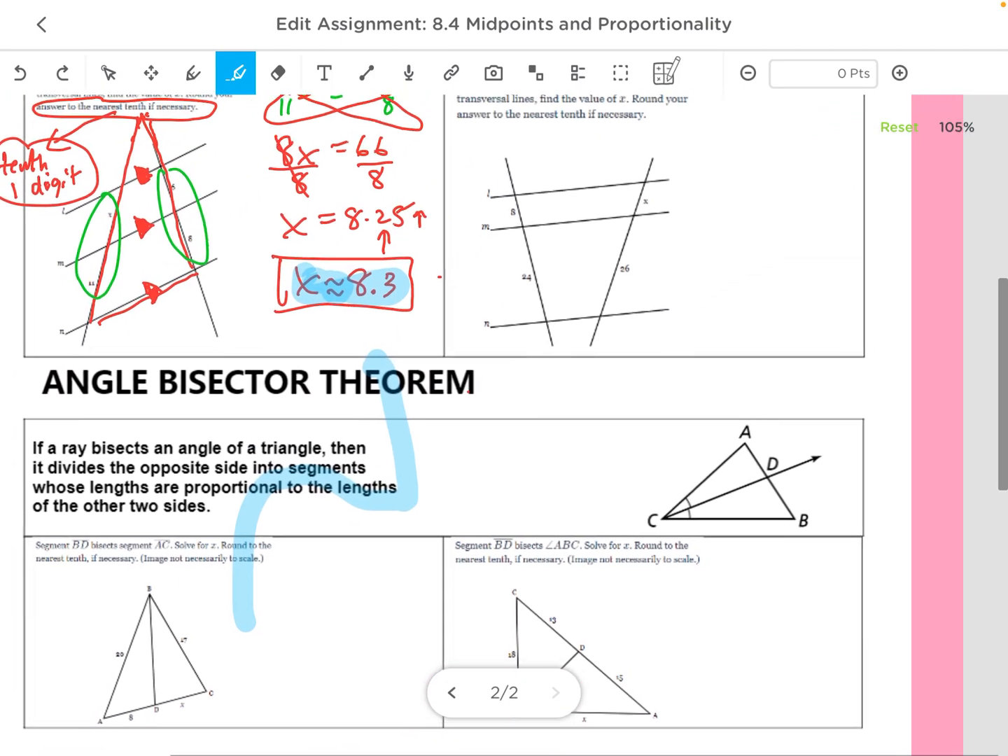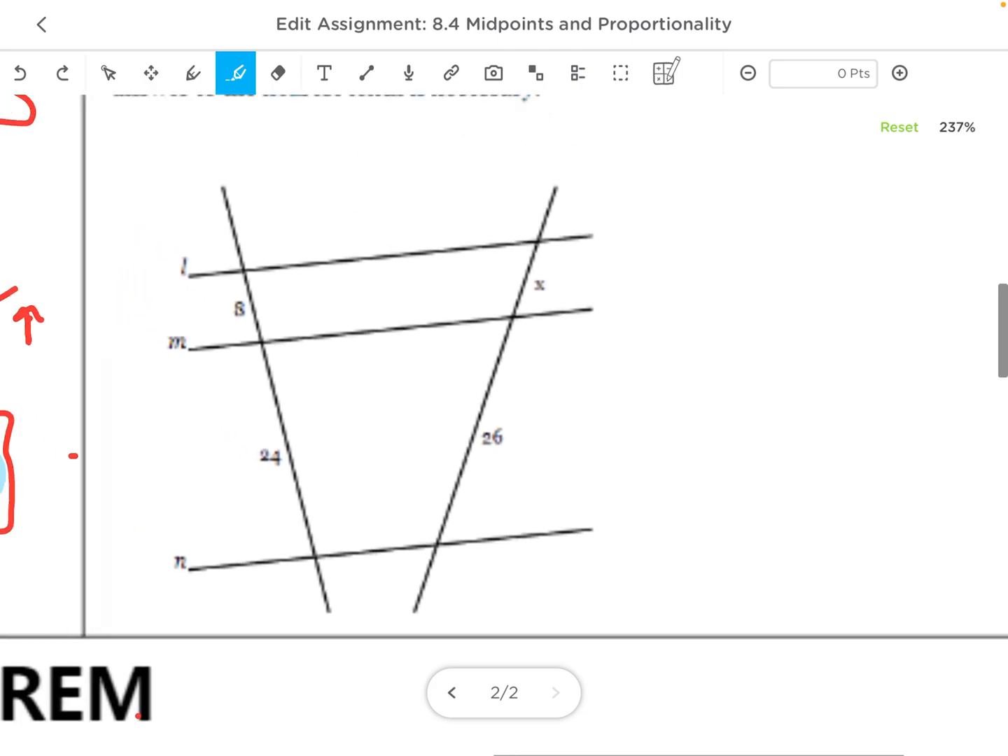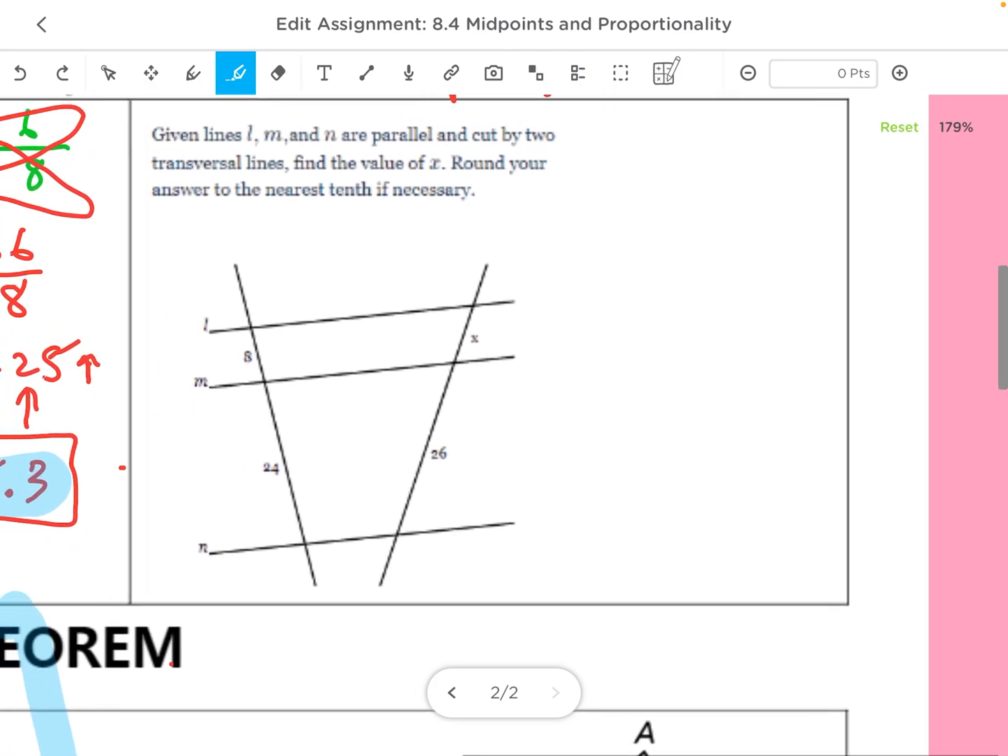Let's go to that next one. Just do the same thing on this next one. Okay, I know you can do this. Let's set it up. Okay, so it says L, M, and N are all parallel, right?